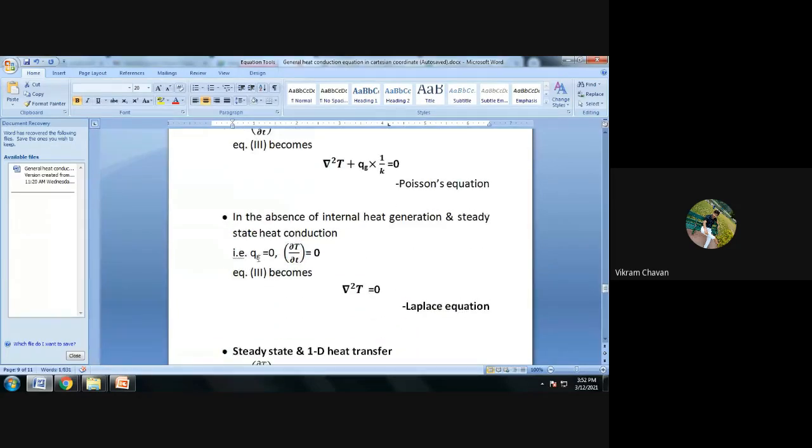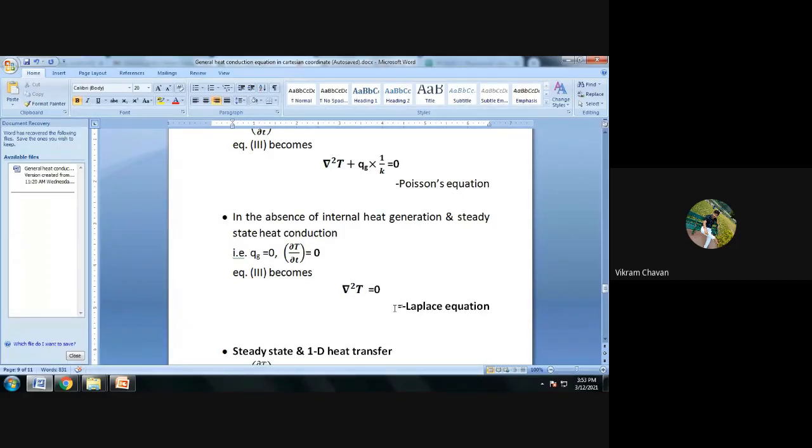Okay, when you apply Qg is equal to 0, that is, internal heat generation is 0 or absent for the element, and the heat conduction is steady state heat conduction, in that case we will get the equation as del square T is equal to 0. So this equation, del square T is equal to 0, is called a Laplace equation.